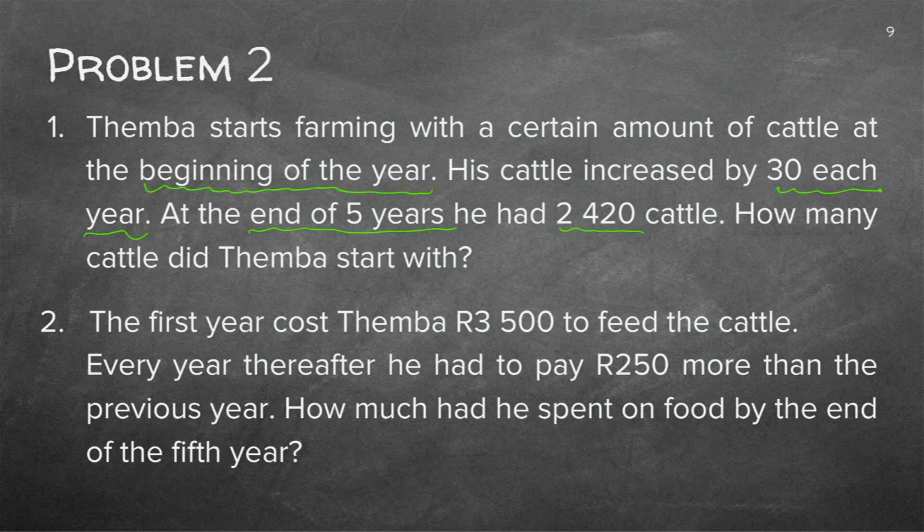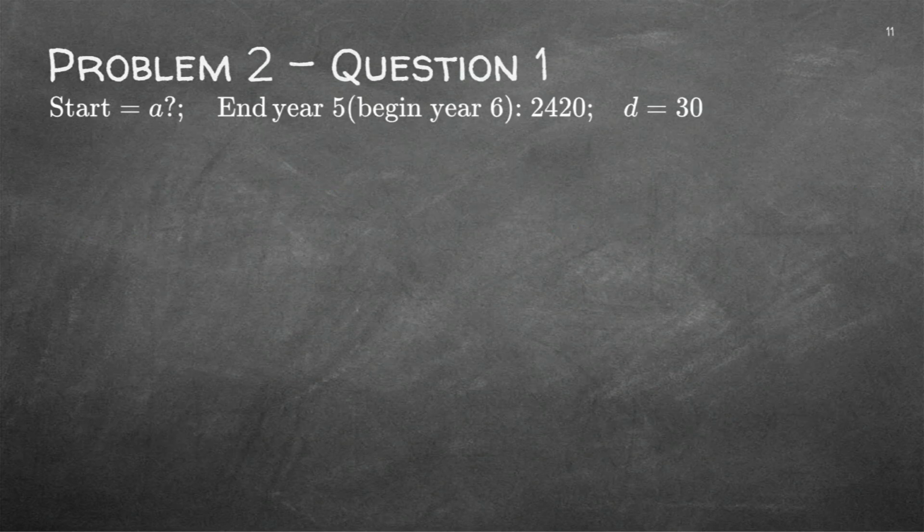Okay, let's read again. He starts at the beginning of the year. Now we're just going to call it A, because we don't know what it starts with. His cattle increased by 30 each year. So at the end of the year, he'll have 30 more. At the end of the next year, he'll have 30 more. At the end of the next year, so the year is your terms. You agree with me? The year is your terms. So if they ask me at the end of 5 years, in other words, the beginning of 6 years, he had 2,420 cattle. Let's go there. Do you all agree with me?